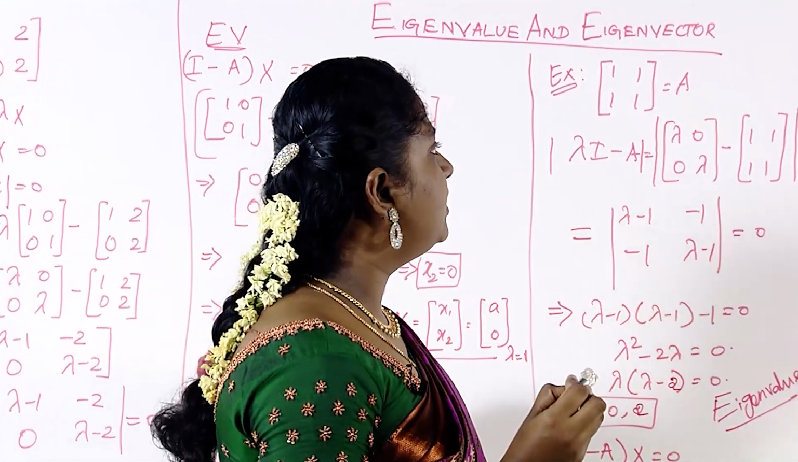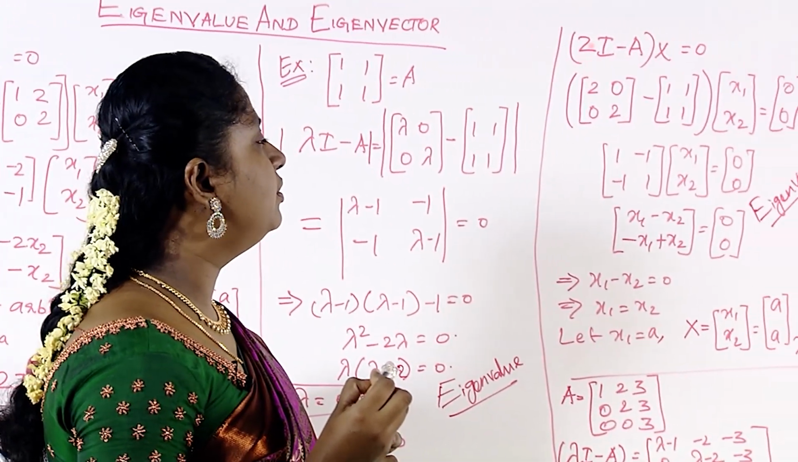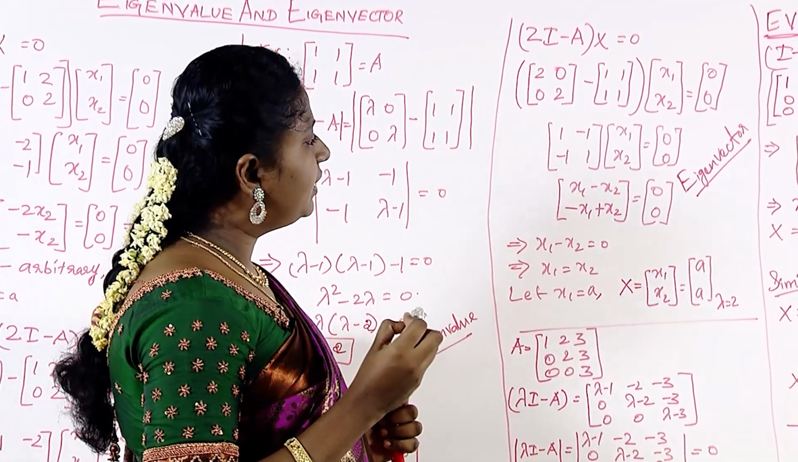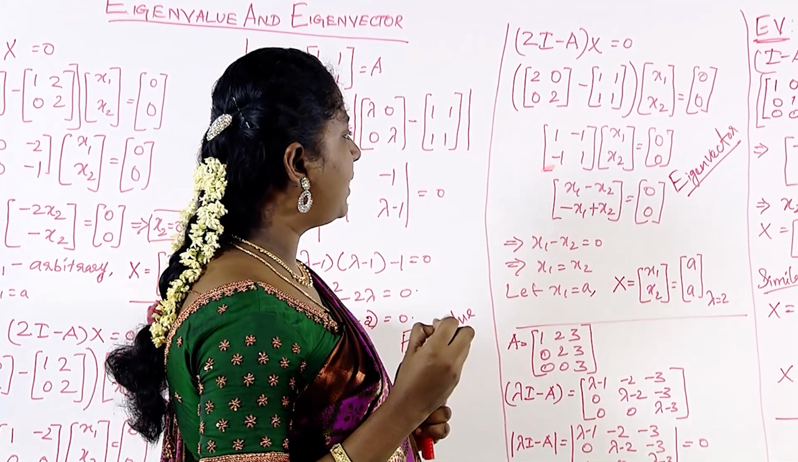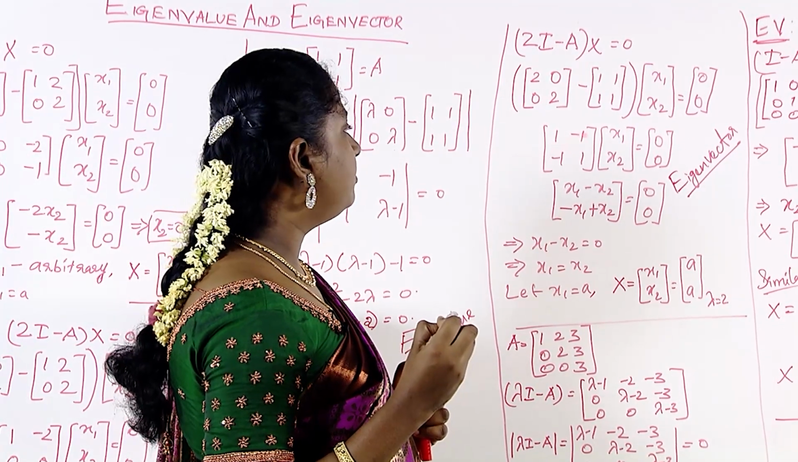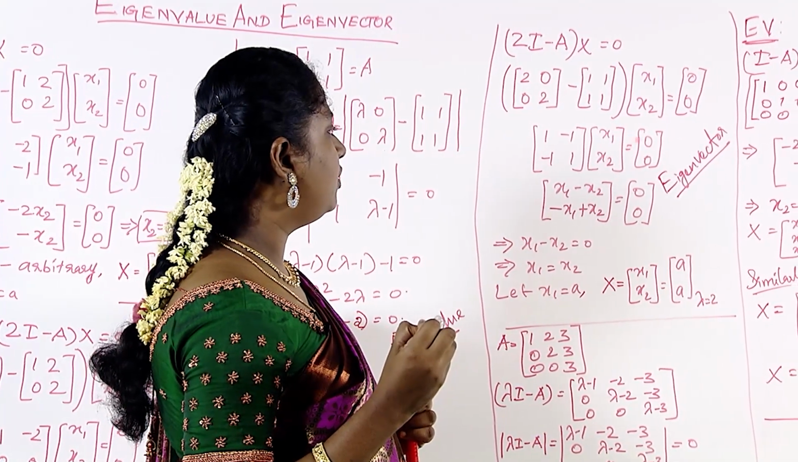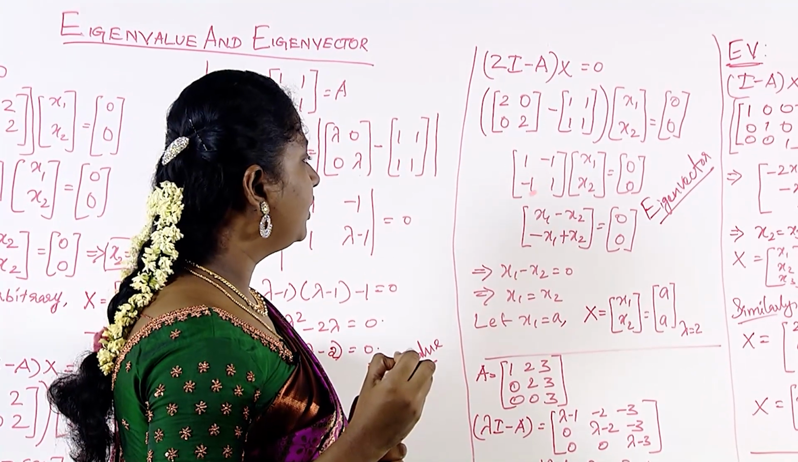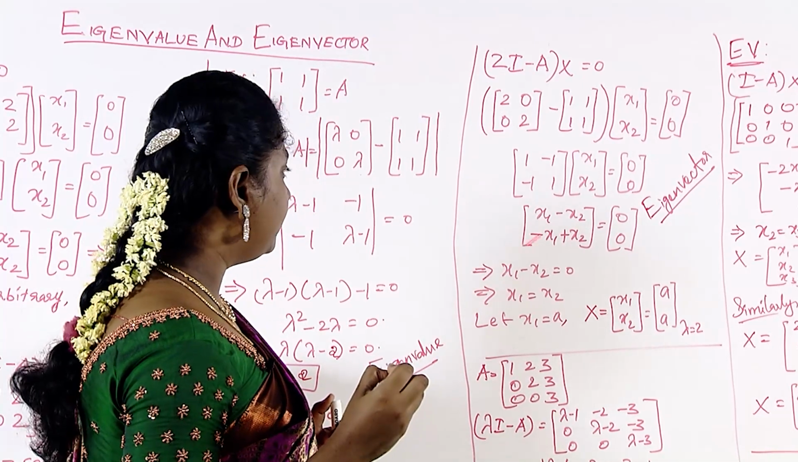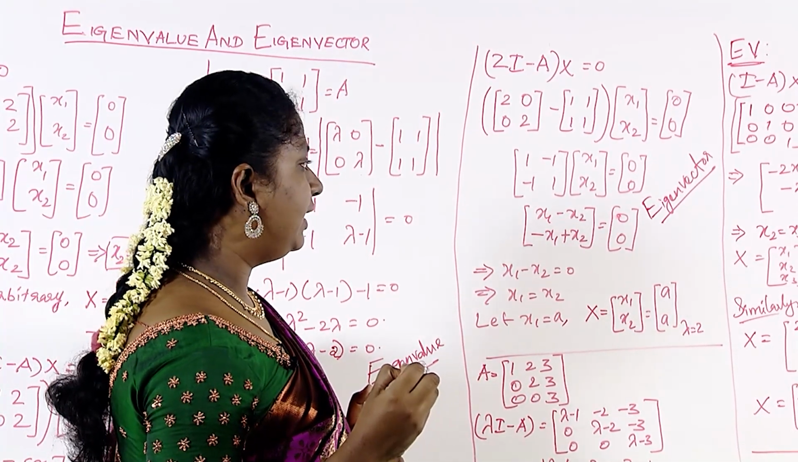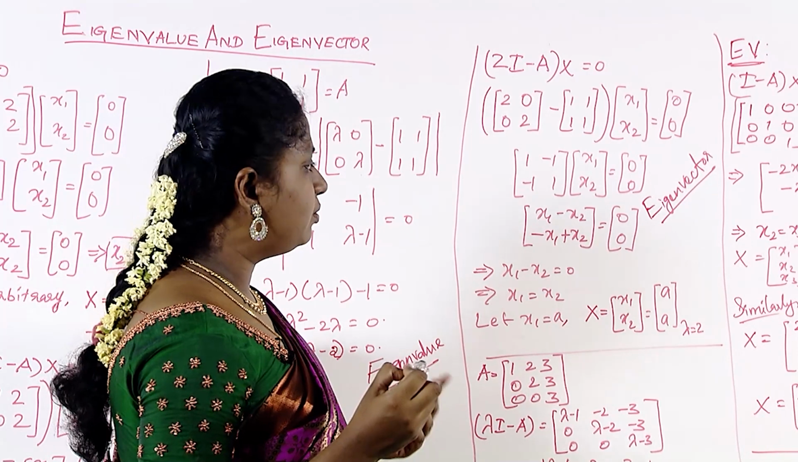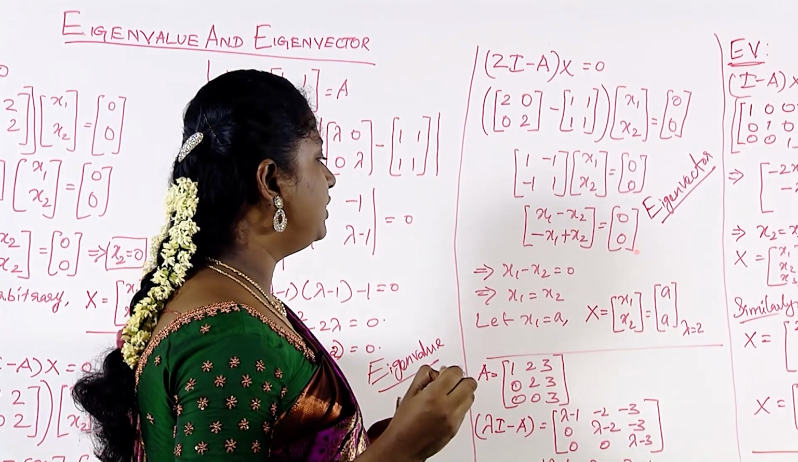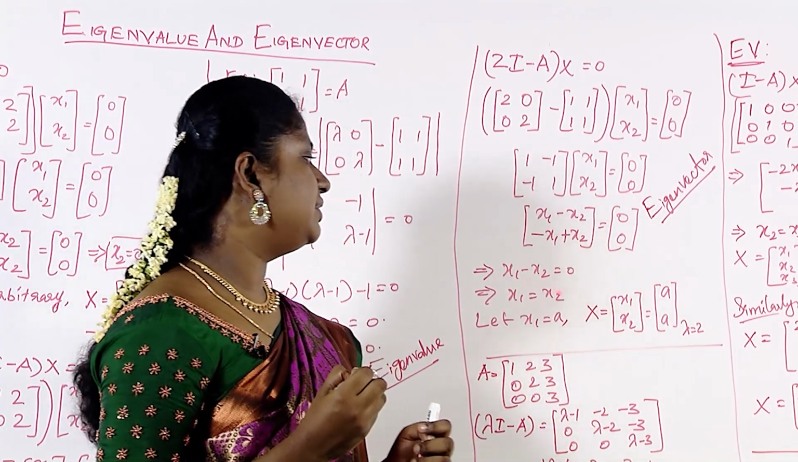Here, instead of lambda I have substituted 2, and I have computed 2I minus A times x is equal to 0. From here I am obtaining this matrix equation: 1 minus 1, minus 1 1, times x1 x2, is equal to 0 0. You have to again find the eigenvectors corresponding to this eigenvalue 2. Therefore, equate the corresponding elements. You have x1 minus x2 is equal to 0 and minus x1 plus x2 is equal to 0. That will give you x1 is equal to x2.